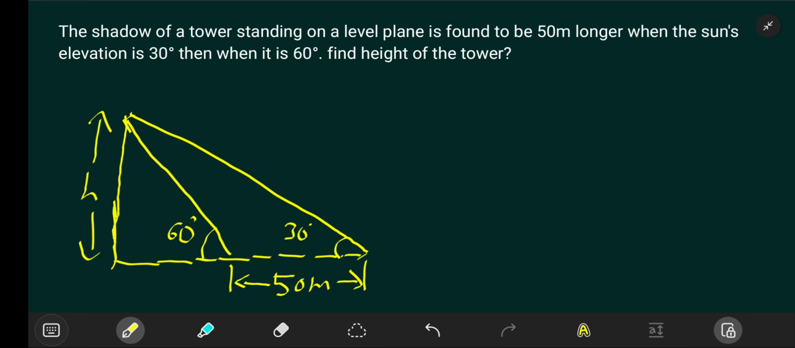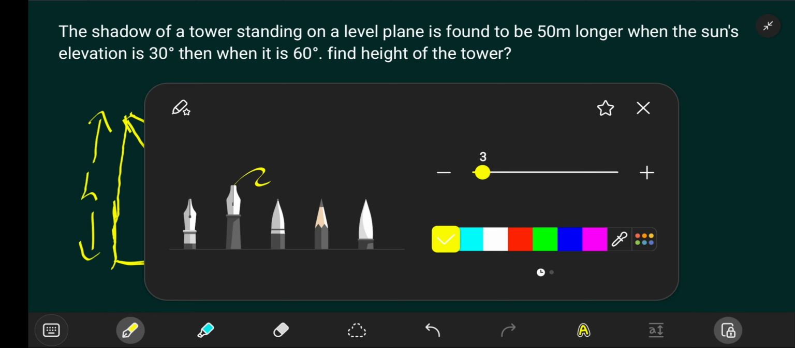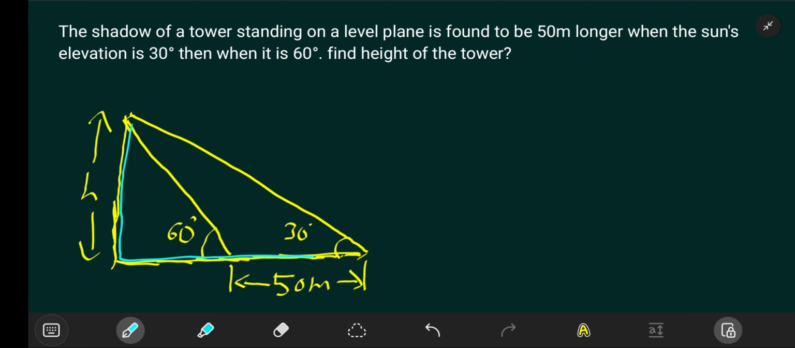Now here the hypotenuses are of different lengths, so they are not common. But one thing is common for both triangles, that is the base. The base is somewhat common. Yes or no?